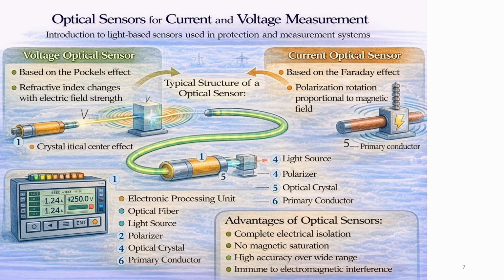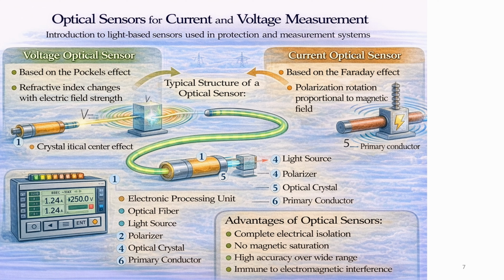Second, current optical sensors. Current sensors are based on the Faraday effect. Here the magnetic field created by the current flow causes a rotation of the light polarization plane. The rotation angle is proportional to the magnetic field strength and therefore to the current. In both sensor types, light is transmitted through optical fibers.